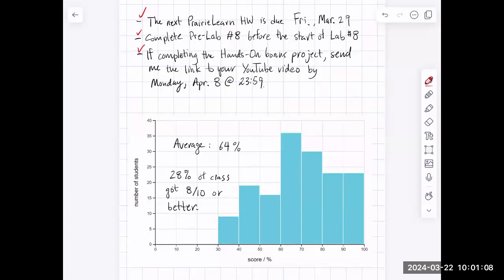Okay, and then here is the distribution of the quiz 2 results. The average was 64, which is basically identical to the average from quiz number 1. But 28% of the class got 8 out of 10 or better, and that's a pretty good result. If you haven't noticed already, I did post the solutions to quiz number 2 on the course website. So if you want to have a look at any of my solutions, they are available.